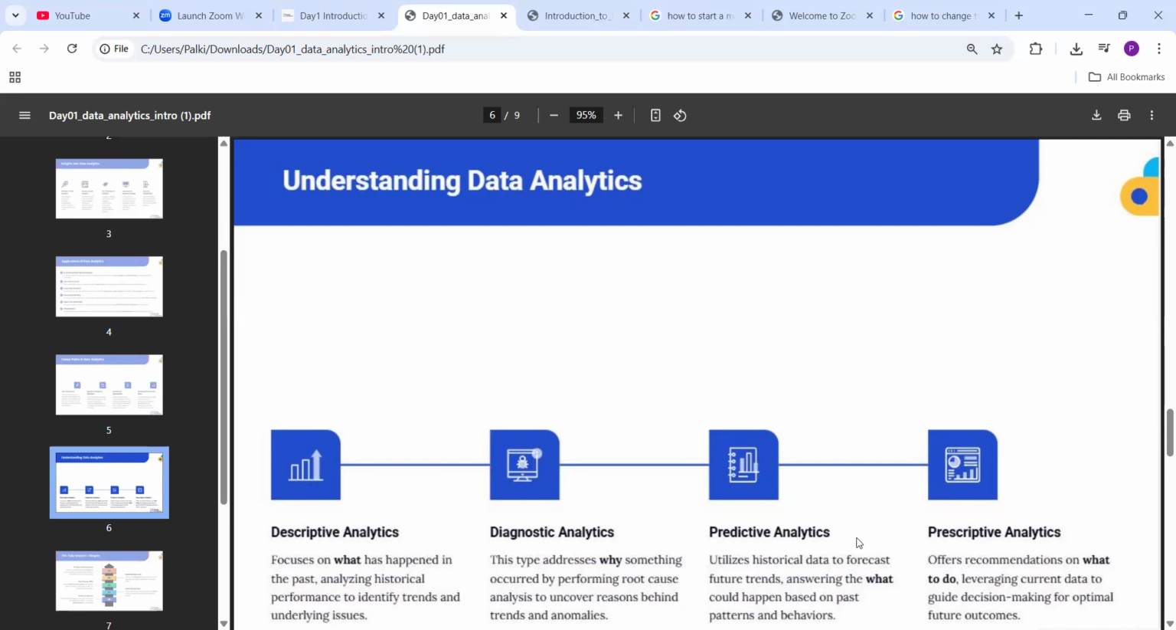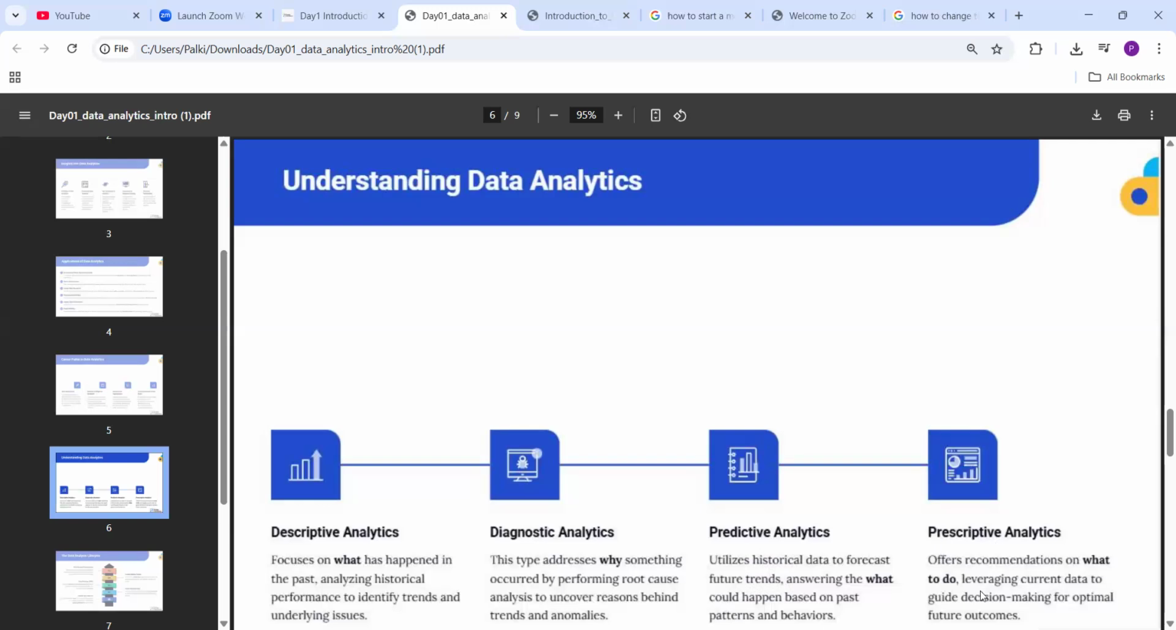And what is predictive analytics? It utilizes historical data to forecast future trends. Predictive, like what does the weather forecaster do? They predict that the weather will be cloudy today or the weather would be sunny. In the same way, then we have prescriptive analytics.